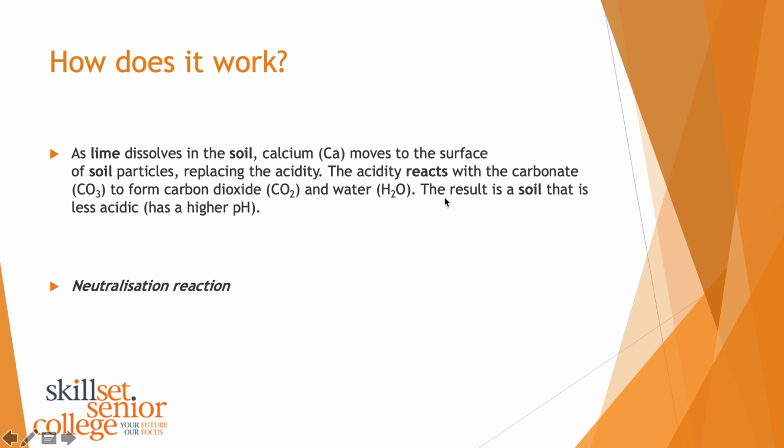Okay, so as lime dissolves in the soil, calcium, remember it's calcium carbonate, moves to the surface of the soil particles, replacing the acidity. The acidity reacts with the carbonate, CO3, to form carbon dioxide and water. The result is a soil that is less acidic and has a higher pH. So this is called a neutralization reaction. You've neutralized the soil to an extent to make it less acidic. Okay, so really important if any of you guys are living on the land or thinking about it in the future. This is something you'll probably come across in your future careers.